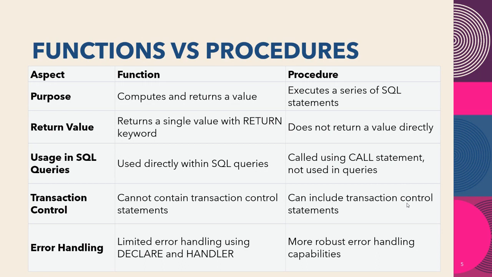Now transaction control: a function cannot contain transaction control statements. The procedure can include transaction control statements. Transaction control, like if you have to commit or roll back, these are statements you can write in a procedure only, not in a function. Okay. Now error handling: limited error handling using declare and handler can be done in a function, but in case of a procedure, more robust error handling can be done. Okay, as you will have more control over your statements.